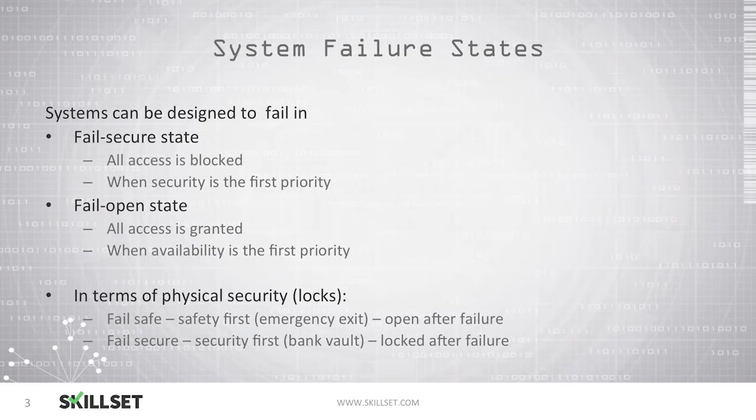It is important to keep the system up and running, so it will fail open and allow everyone to have access. We have similar options with physical security and door locks. A fail-safe lock is concerned with safety first and provides for an emergency exit for employees, so after a failure occurs, such as a power failure, all of the doors will be open so that employees can exit the building. A fail-secure door is concerned about security first, such as a bank vault, so if a failure occurs, like a power failure, the door would stay locked.